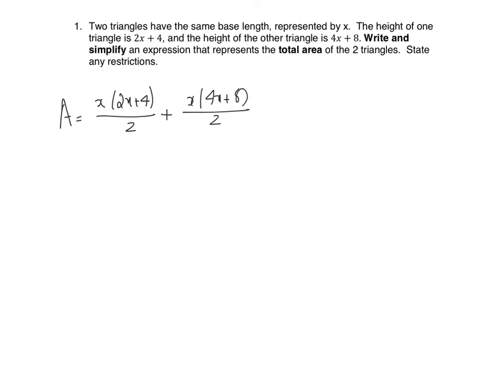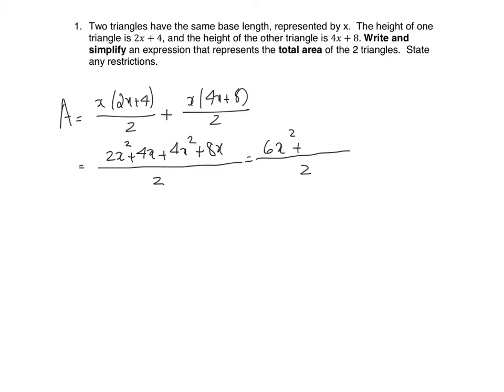If we simplify this one, since the denominators are the same, which is 2, in the numerator we get 2x squared plus 4x plus 4x squared plus 8x. This is the same as, now 2x squared plus 4x squared is 6x squared, plus 4x plus 8x is 12x. Now, the common factor here is 6x, so we get 6x times x plus 2, over 2. There is no restriction in the denominator because the denominator doesn't have any variable.